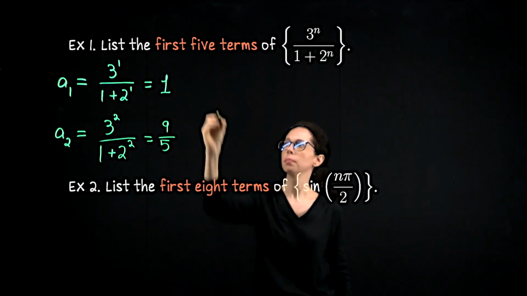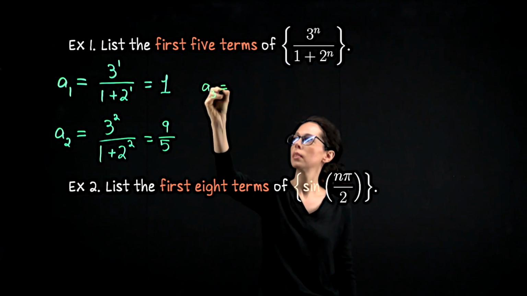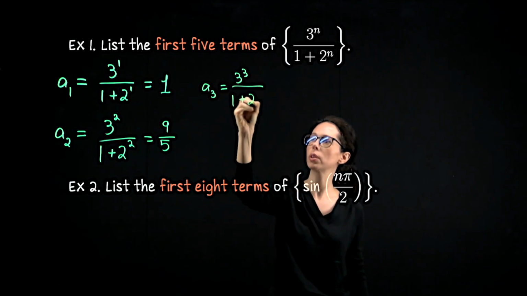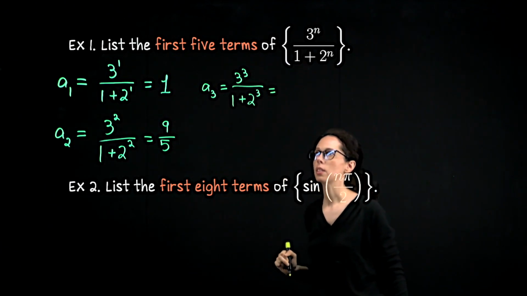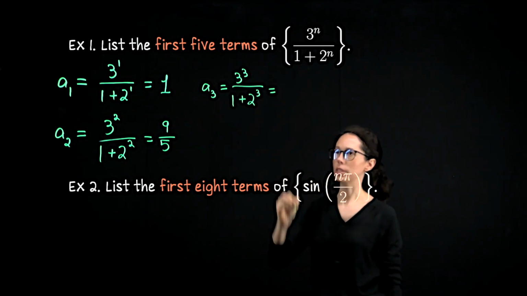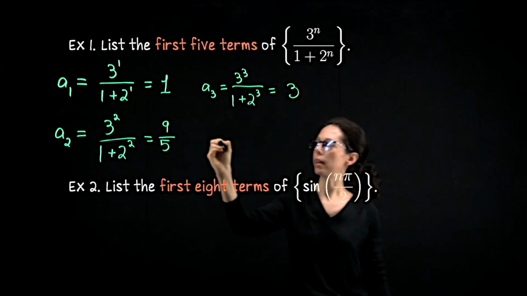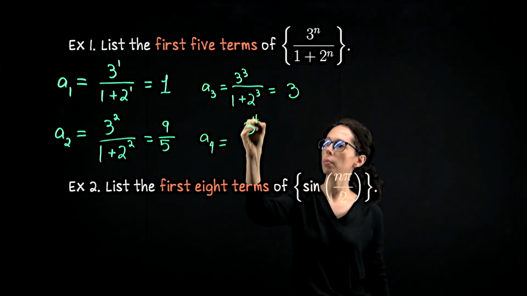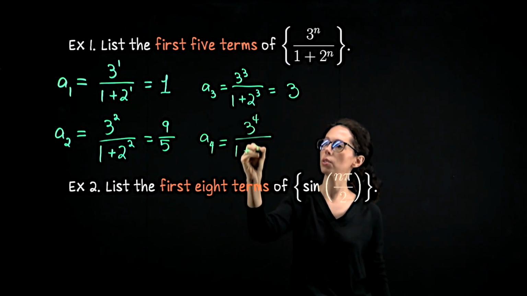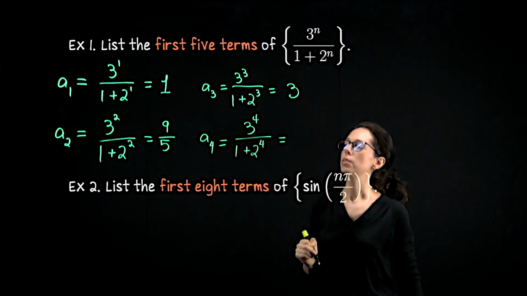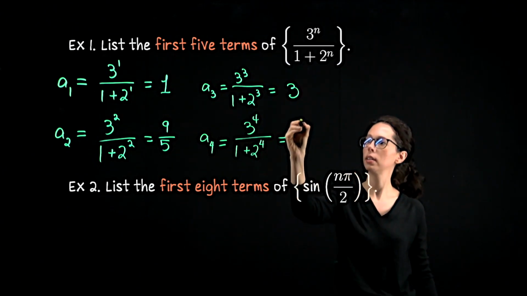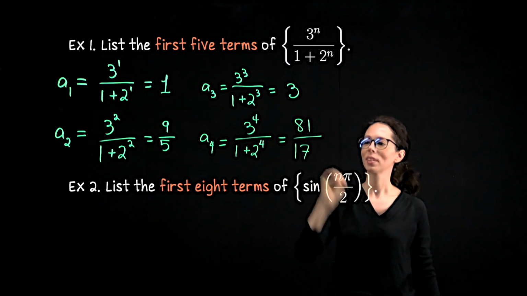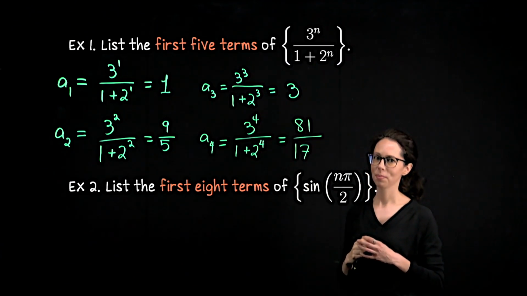The third term is 3 cubed divided by 1 plus 2 cubed. So that's 27 divided by 9, which is 3. And then we get the fourth term, which is 3 to the fourth power over 1 plus 2 to the fourth power. So that's 81 divided by 17. See if you can write down the fifth term.